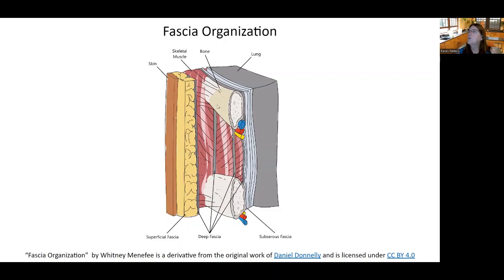And also you see connections to the bone here. And then around an organ like the lung, we're going to have the subserous fascia. So those are just different connective layers that kind of help hold us together.